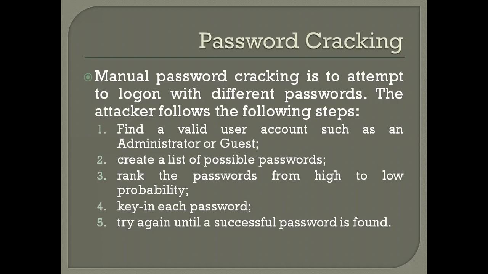So once I know your user ID, then I am trying a password, trying multiple times. I am going to be trying your password. So find a valid user account such as an administrator, and create a list of possible passwords. So this is the thing. The attacker follows the following steps: find a valid user, then create a list of possible passwords, then rank the passwords from high to low probability.